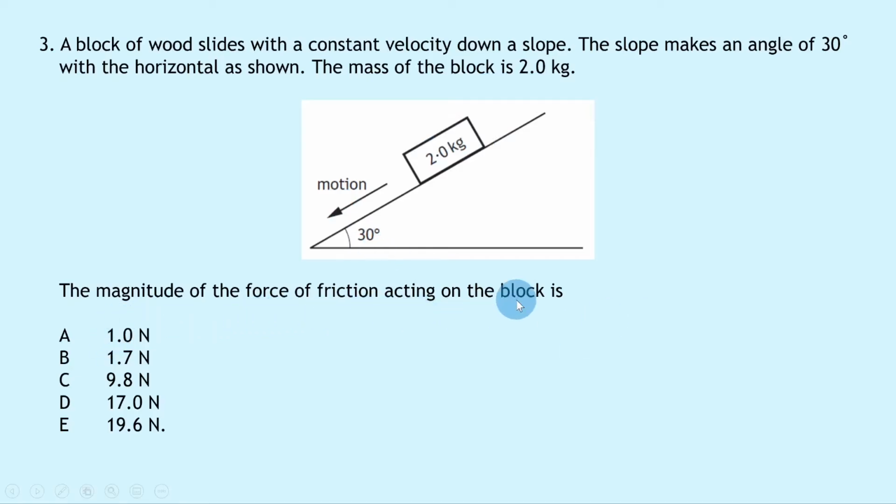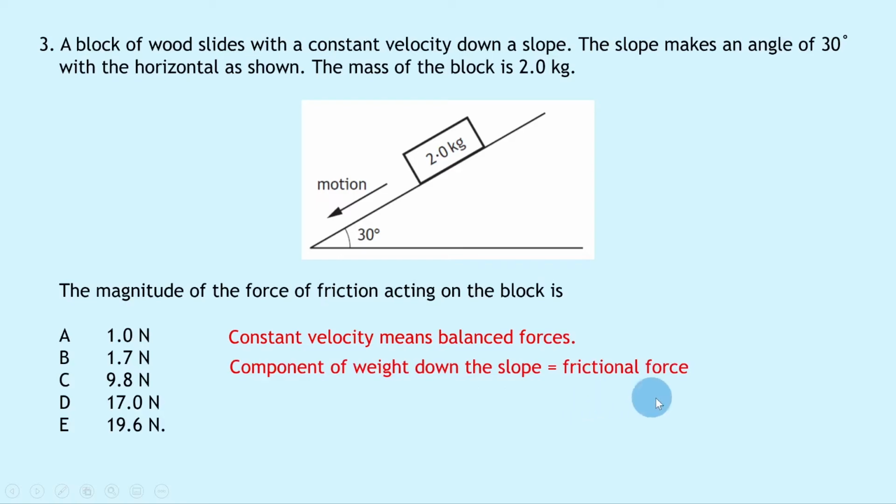Well, the first thing to notice here is these keywords, constant velocity. If the block is travelling with a constant velocity, then we must be able to say that there are balanced forces acting on the block. And that just comes from Newton's first law of motion. So that means that if we can determine the component of the weight down the slope, then we will know what the frictional force acting back up the slope is because they will be equal. So we can say the component of the weight down the slope equals the frictional force.